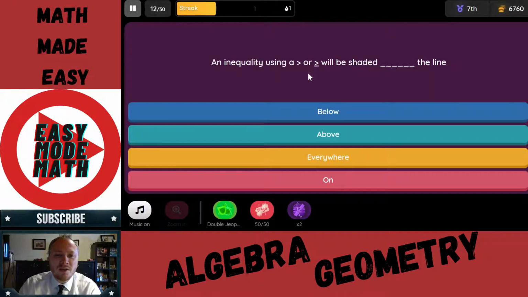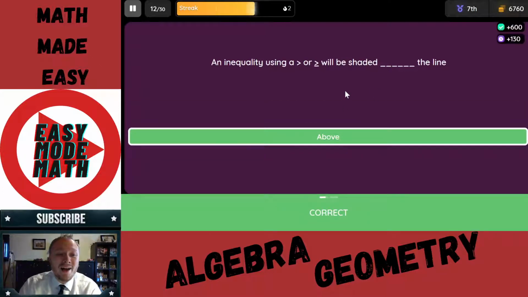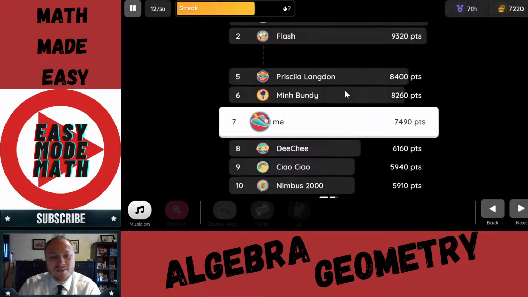An inequality using greater than or equal to will be shaded where? Is it going to be shaded below, above, everywhere, or on the line? Where is it going to be shaded? Should be above the line. Let's go.